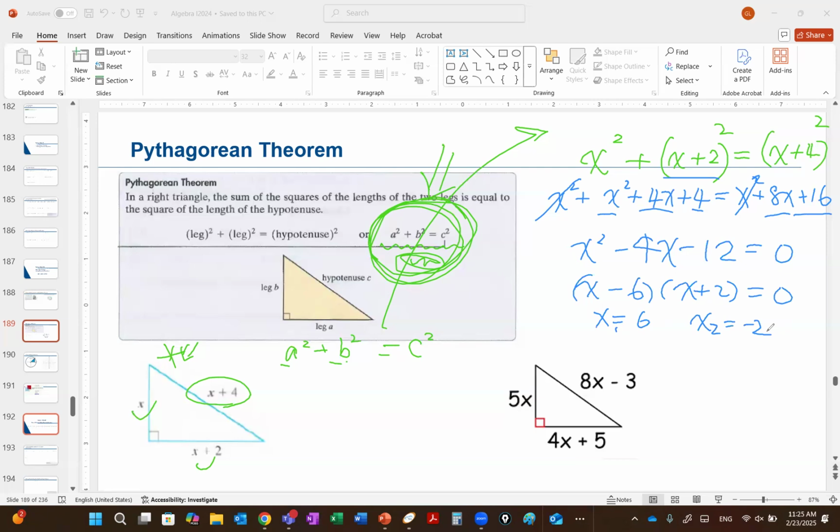All right, so we need a selection. We get rid of one of them. We get rid of this one, right? Because of the actual situation, the length should be positive, not negative. So we only have the 6. So one of the legs is 6. This leg would be 8. The longest side would be 10. So it makes sense? 6, 8, 10.